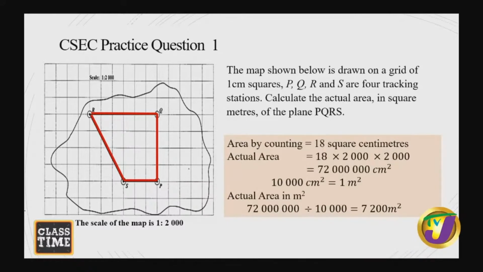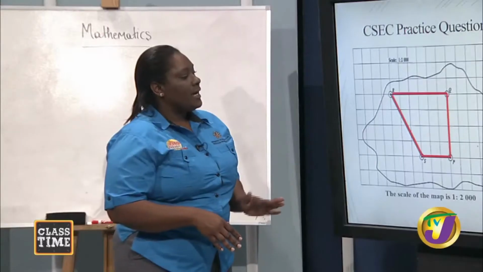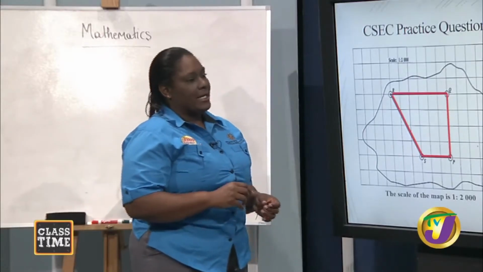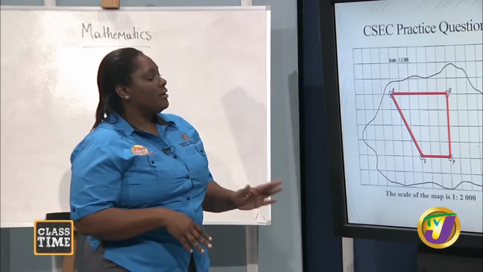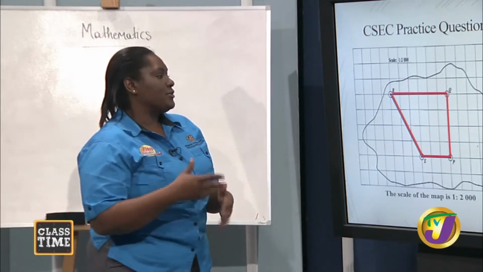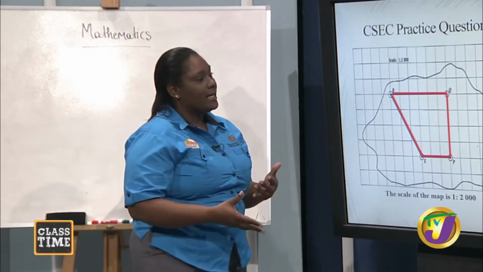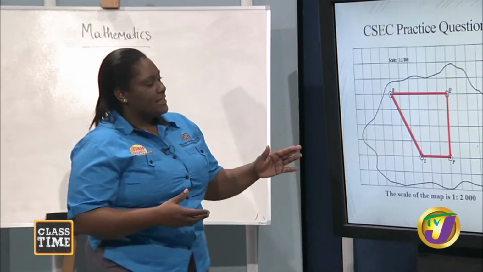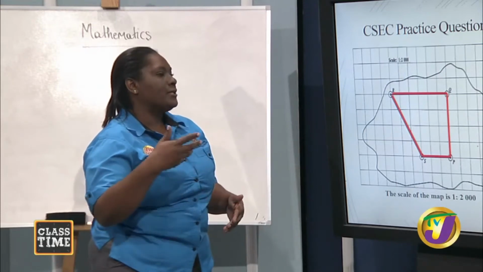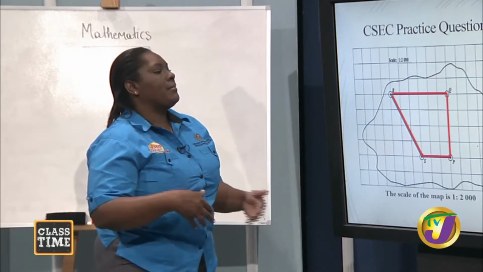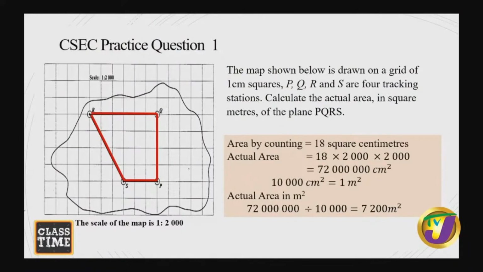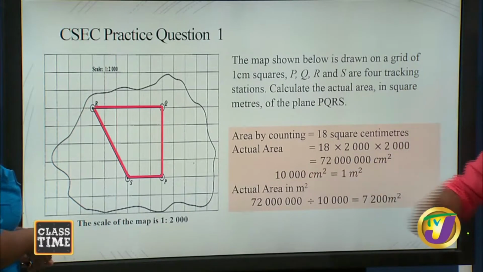Earlier we found out that the area of the figure by our counting estimate was 18 square centimeters, and we need to find the actual area. In order to find the actual area, we need to do some amount of conversion again. If you notice, it's 18 not just multiplied by 2,000, but multiplied by another 2,000. So why are we multiplying by 2 sets of 2,000? We only have one on the scale.